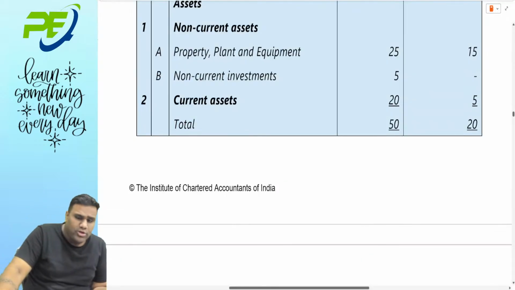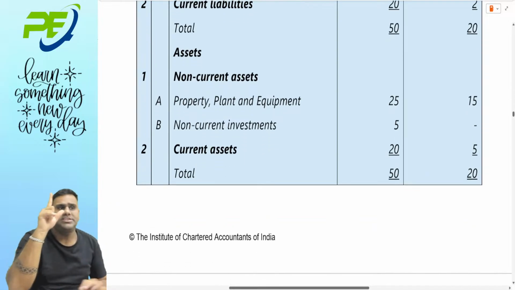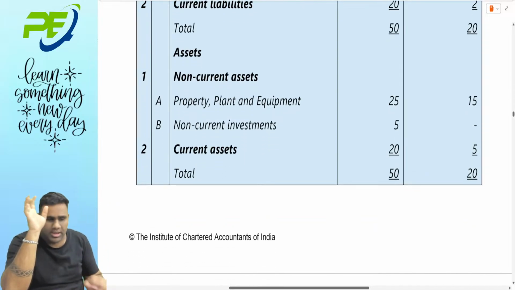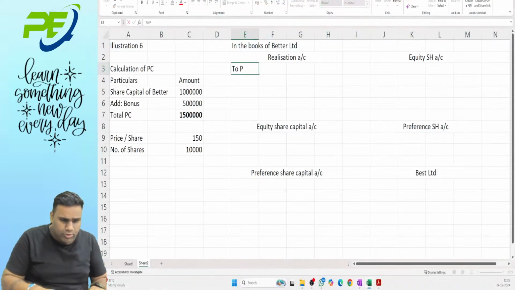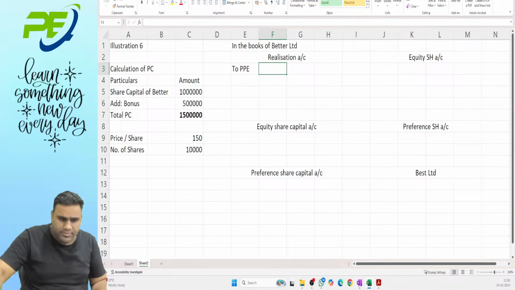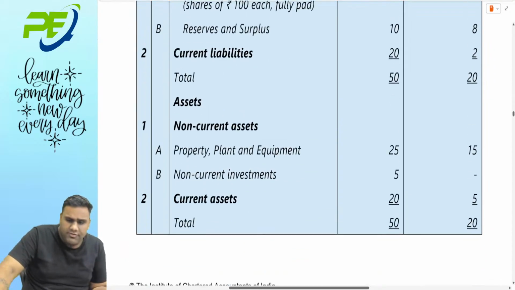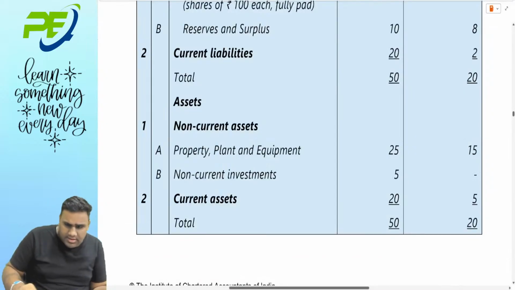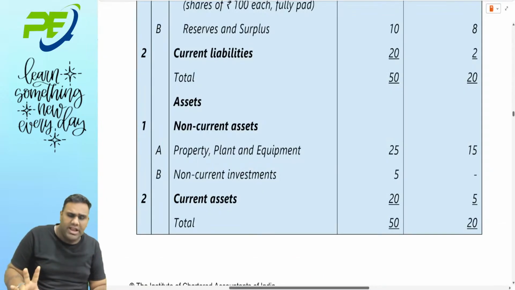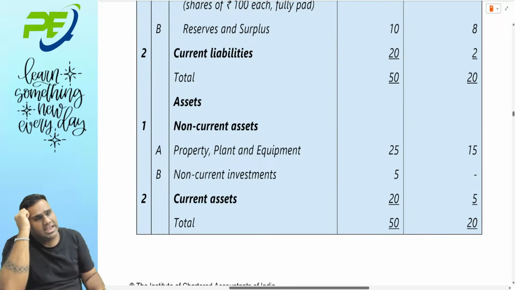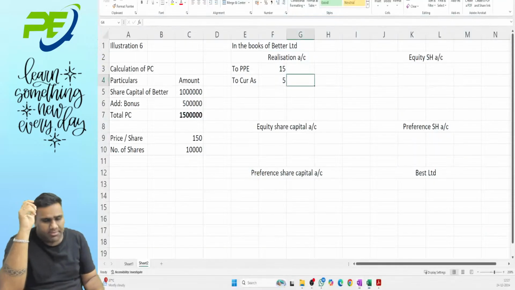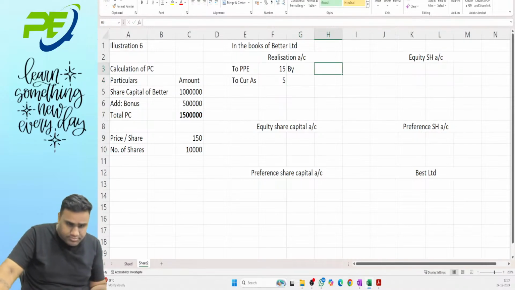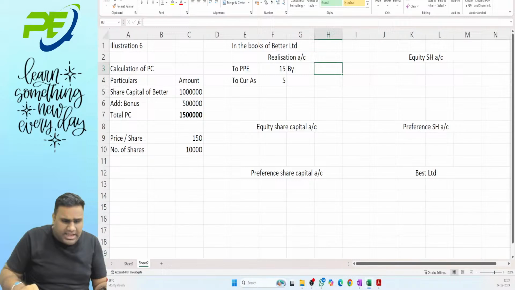Though they have not asked, tell me the journal entry, first entry in the books of selling company. Realization to assets. So to PPE, 15 or 25? 15. Then non-current investments will not come to current asset, 5. So there are only 2 assets, we have transferred both. Next entry, liabilities to realization. What are the liabilities they have? Only current liability, 2.